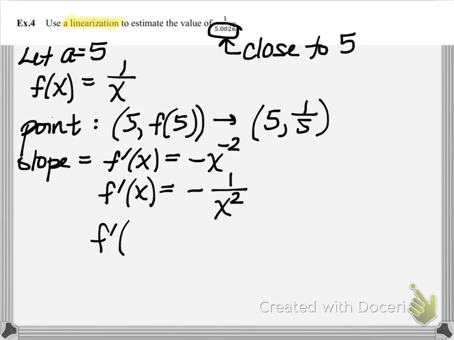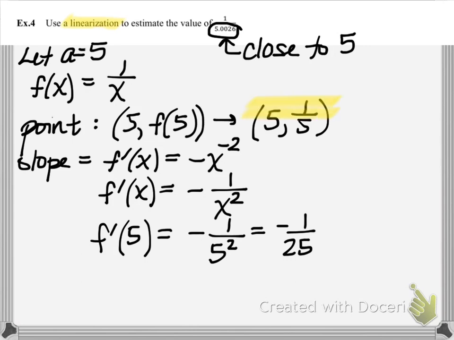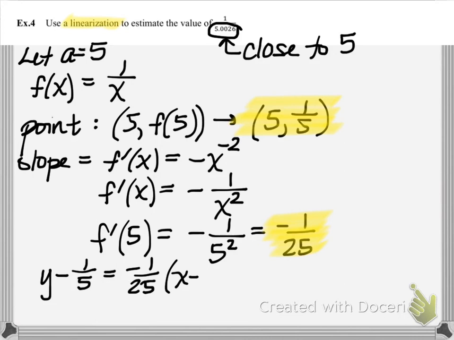And that's going to be a lot easier for us to work with now that we're going to plug in 5. We're substituting 5 into our derivative in order to find the value of the slope at that point. So our slope will be negative 1 over 25, negative 1/25. So at this time, we have our point, we have our slope, so we can go ahead and write the equation for our line in point-slope form. That'll be y minus 1/5 is equal to negative 1 over 25 times the quantity x minus 5. And if you add the 1/5 to the other side, we'll get the equation for the tangent line.